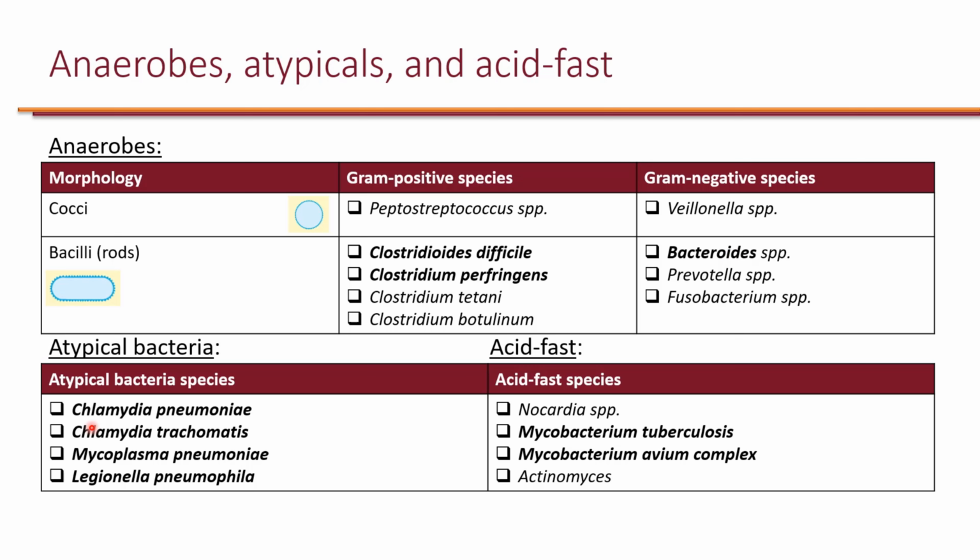Atypical bacteria include Chlamydia species, including Chlamydia pneumoniae. That's not a sexually transmitted infection. It can cause pneumonia. And then we have the sexually transmitted Chlamydia. Also, we have Mycoplasma and Legionella. And then with the acid-fast, we have Nocardia species. We have Mycobacteria, as well as Actinomyces.